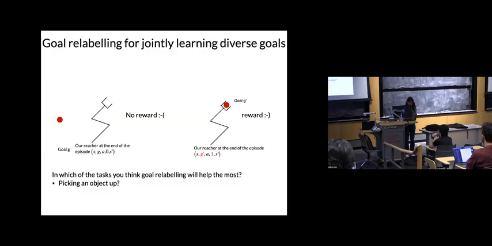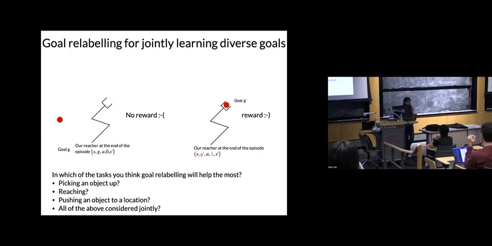So here's maybe one question for you guys that is difficult. In which of the tasks do you think that goal relabeling as a data augmentation will help the most? Picking an object up, reaching, pushing an object to a location, or all of the above considered jointly. Reaching would be my best guess. So it's going to help a lot, because no matter what you do, you're going to reach somewhere. Great. Yeah, I totally agree with you.